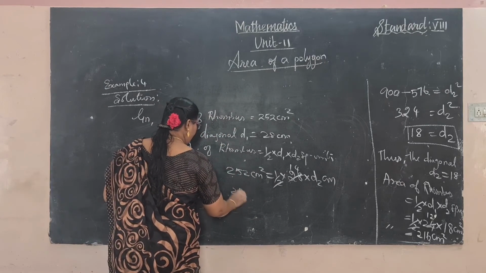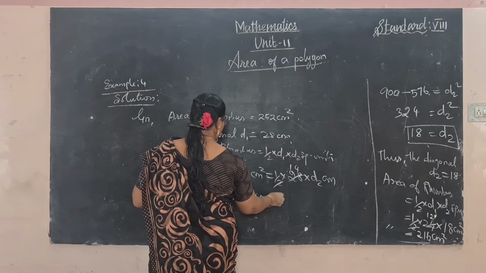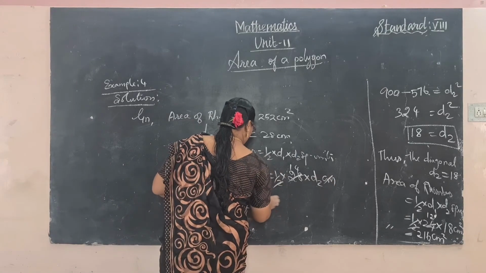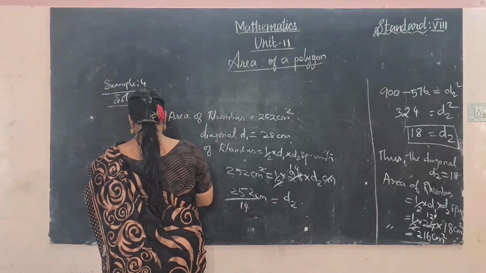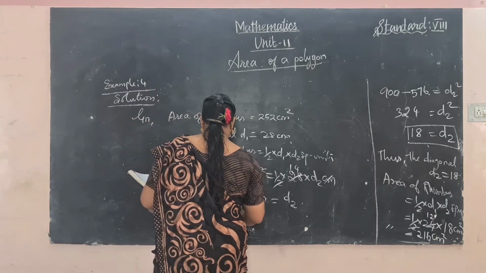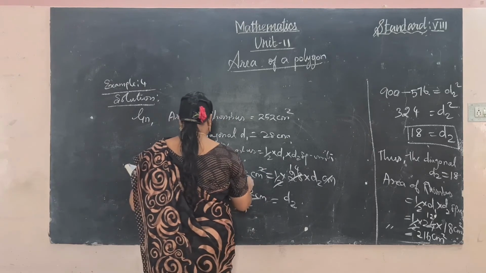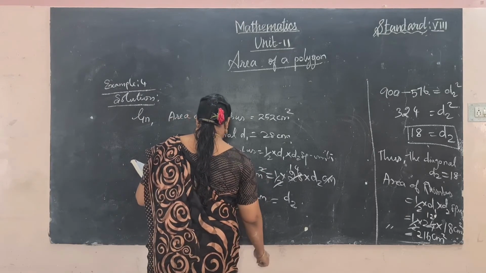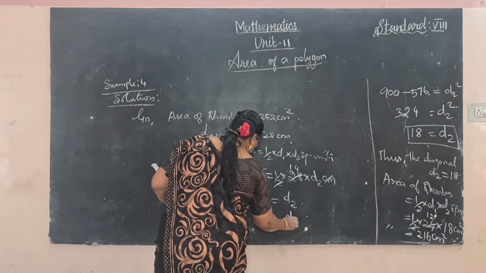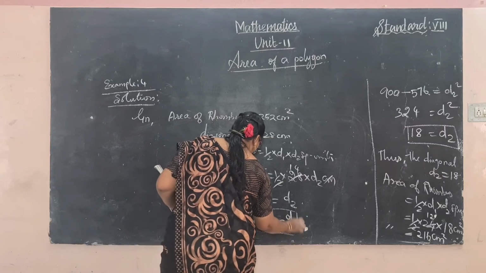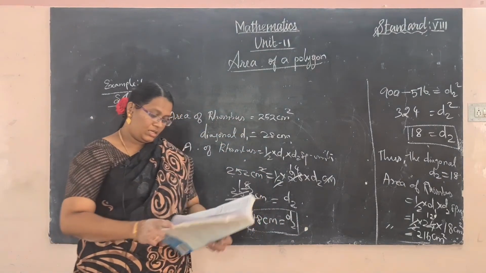So 252 divided by 14 centimeter is equal to d2. It cancels: 14 ones, 14 eights, so 18 centimeter. So diagonal 2 is equal to 18 centimeter. Okay, right.